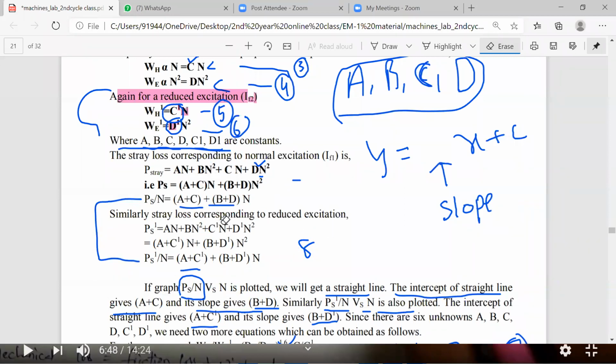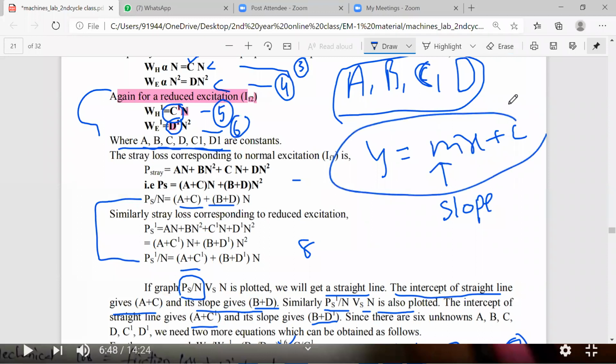So total stray loss is equal to four components: AN, brush friction loss; BN square, windage and bearing friction loss; CN, hysteresis loss; DN square, eddy current loss. From this we take N common: (A plus C) into N plus (B plus D) into N square. So Ps by N equals (A plus C) plus (B plus D) into N. This is the equation of a straight line, y equals mx plus c. Here m is the slope, which is B plus D, and A plus C is the constant.